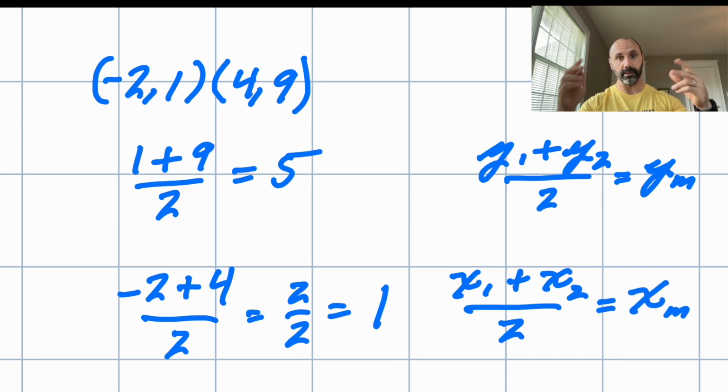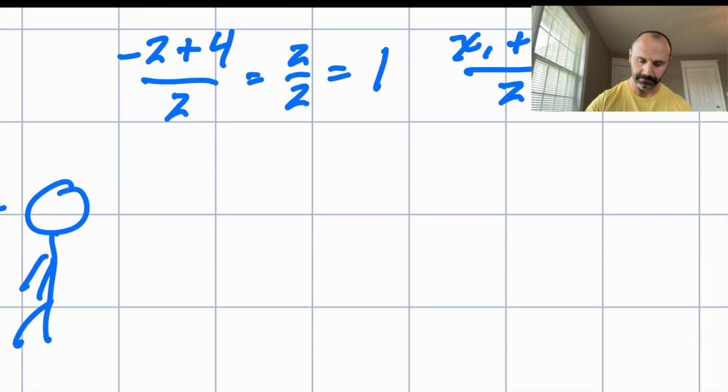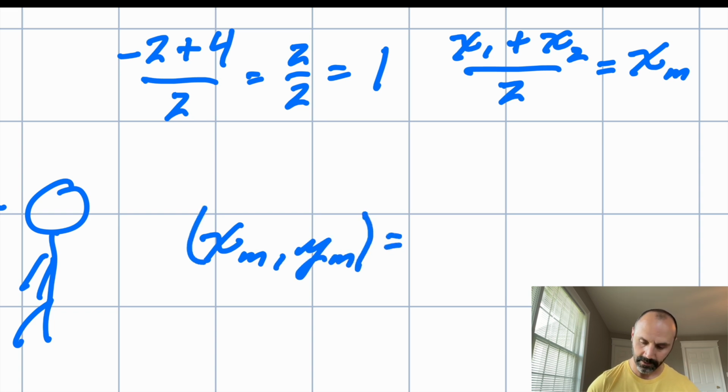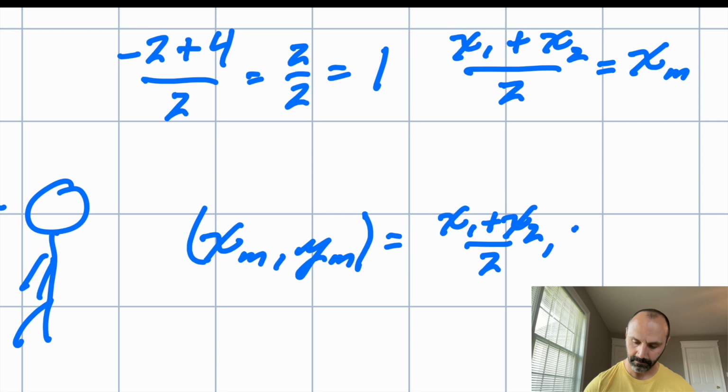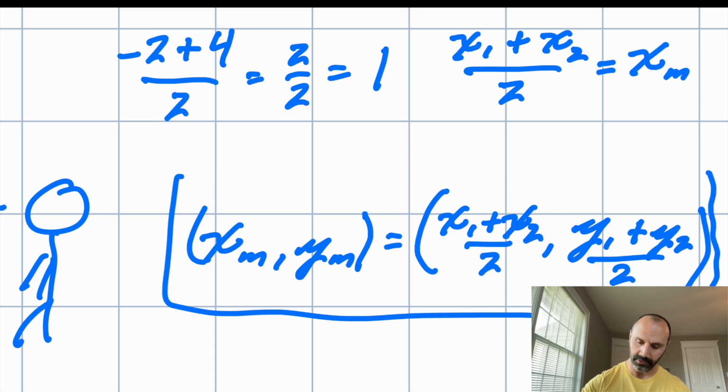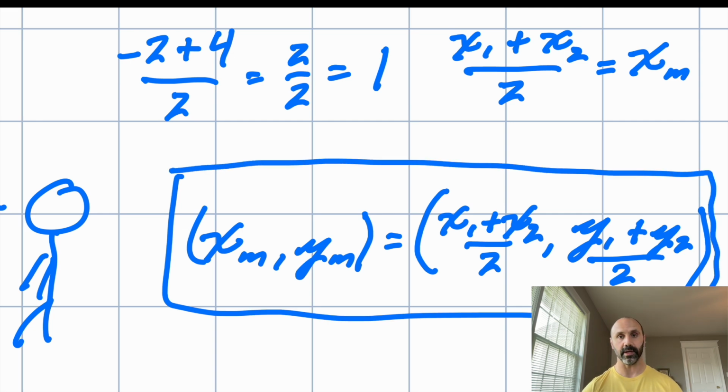So the formula for finding the midpoint, xm comma ym, is x1 plus x2 over 2 comma y1 plus y2 over 2. So that's the generalized formula for finding the midpoint between any 2 points on a graph.